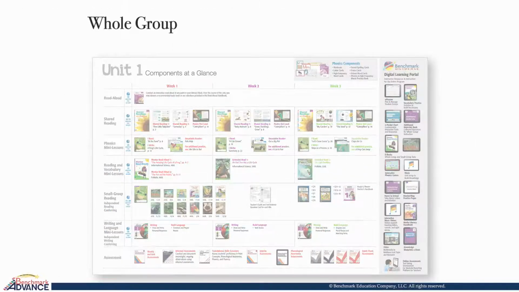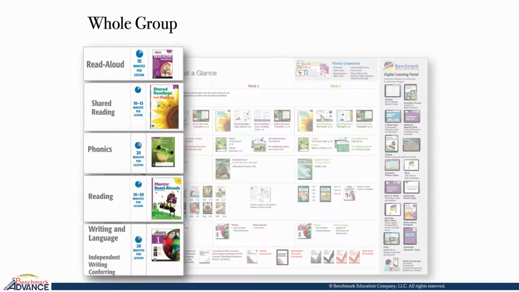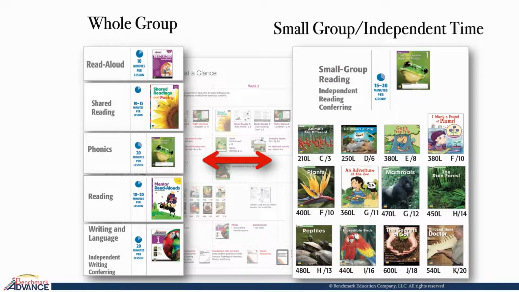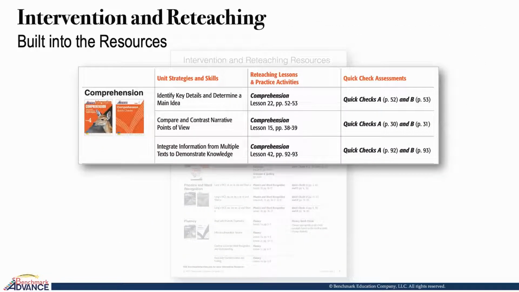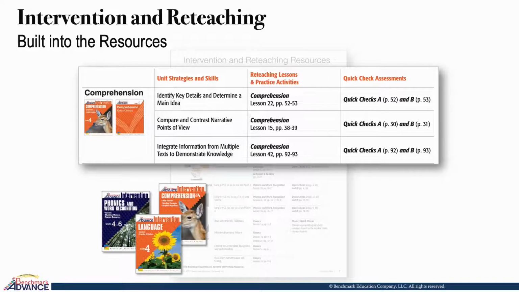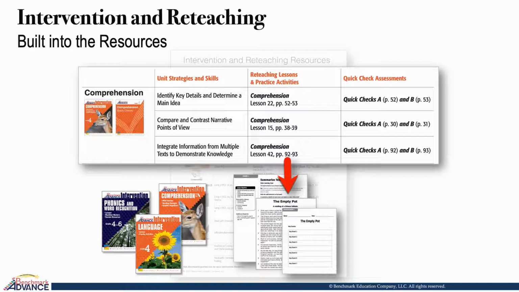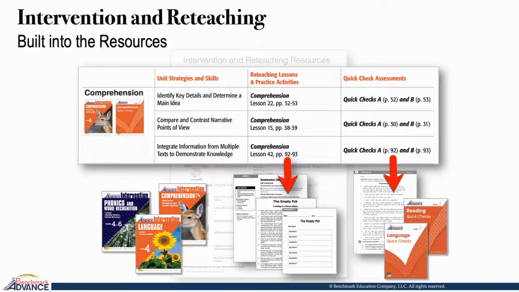Looking at the components, you have whole group, as well as text that can be used for small group. These texts are all focused on the unit topic. Together, they create unit topic text sets that build knowledge and vocabulary. And for students that need extra support, in the past we've had to go to a separate place to find these supports. Not in Benchmark Advance. Intervention and reteaching are built right into the program. Each unit provides a chart that connects the cluster of skills to reteaching lessons and quick checks to monitor progress.